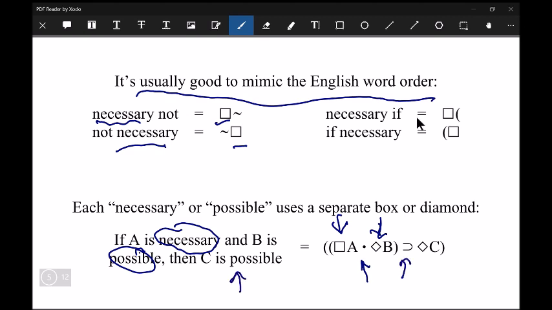So you have the if-then, C is possible. Necessary and possible each use a separate box and diamond. These are two good rules. They will help you along. This one doesn't always work. There's a notorious problem where you don't mimic the English word order, where it's more complicated, but we will get to that a little later.